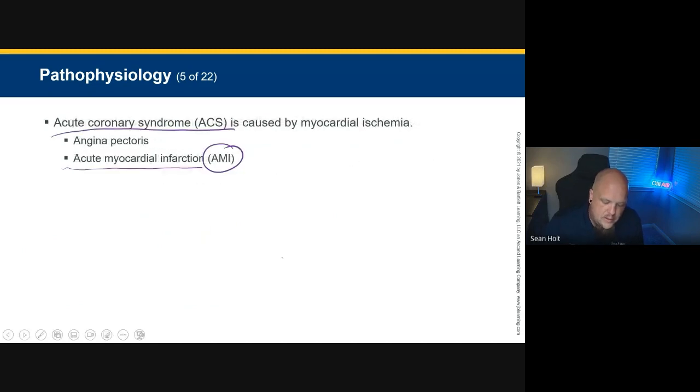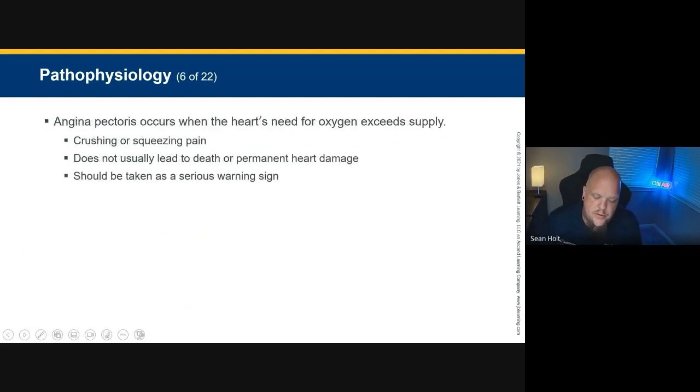Oh, I should go back. Angina pectoris is cardiac chest pain, okay? Angina is pain because of the heart vessels. It's usually supply versus demand. Demand is higher than our body is able to supply, all right? So angina pectoris occurs when the heart's need for oxygen exceeds the actual supply for it.